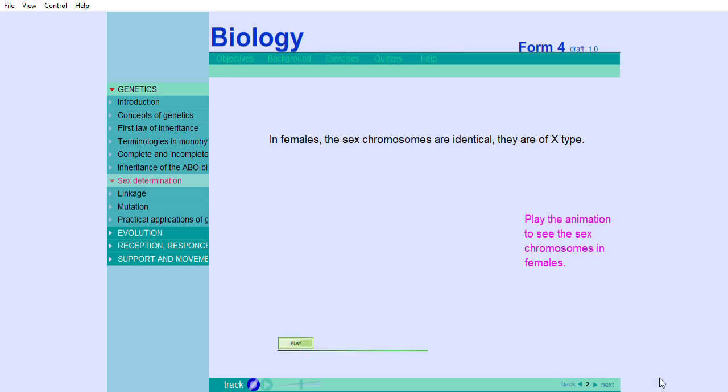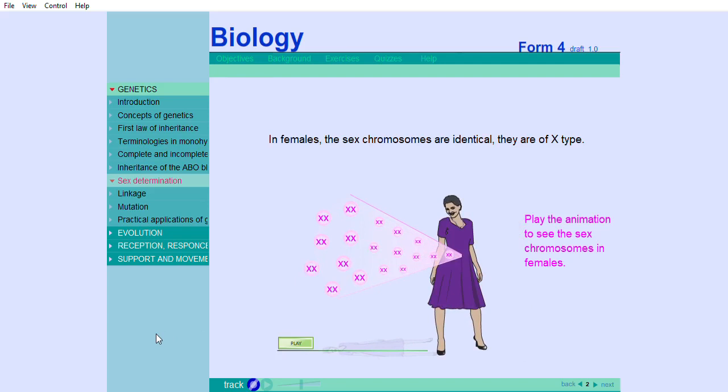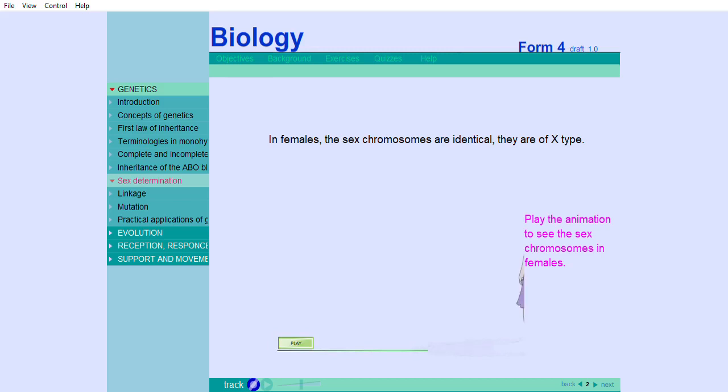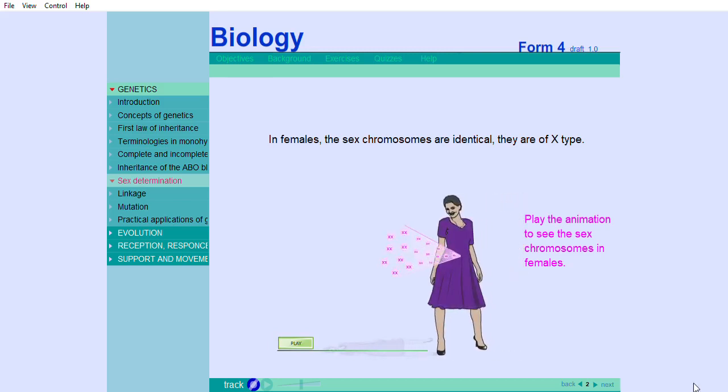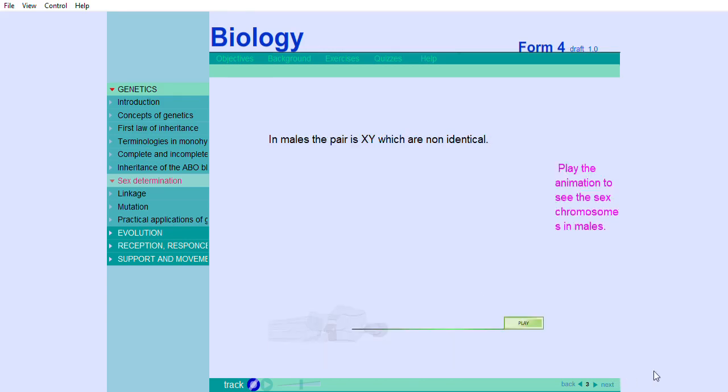In females, the sex chromosomes are identical. They are of X type. Play to see the sex chromosomes in females. In males, the pair is XY, which are non-identical. Play to see the sex chromosomes in males.